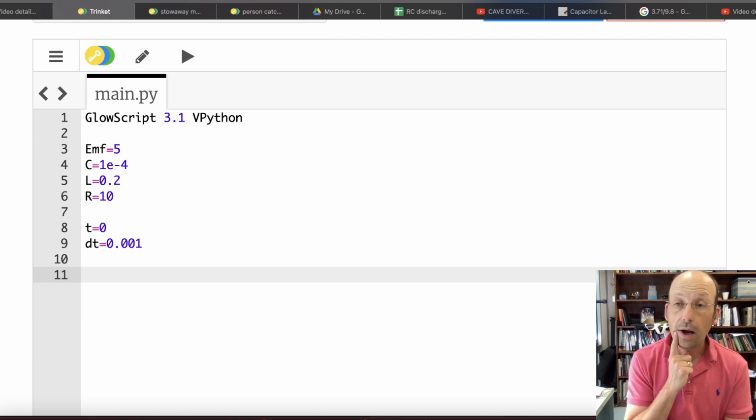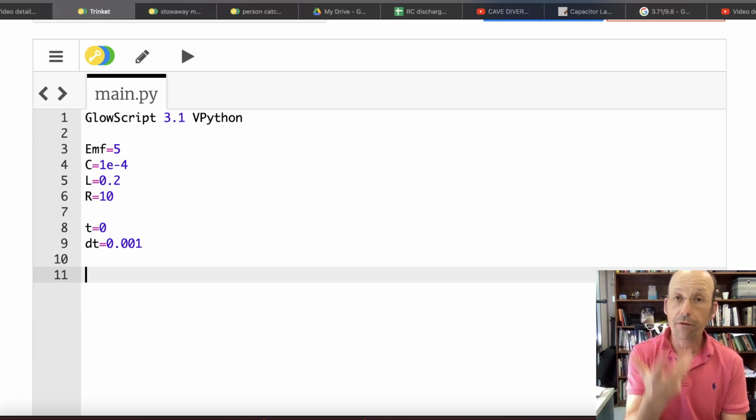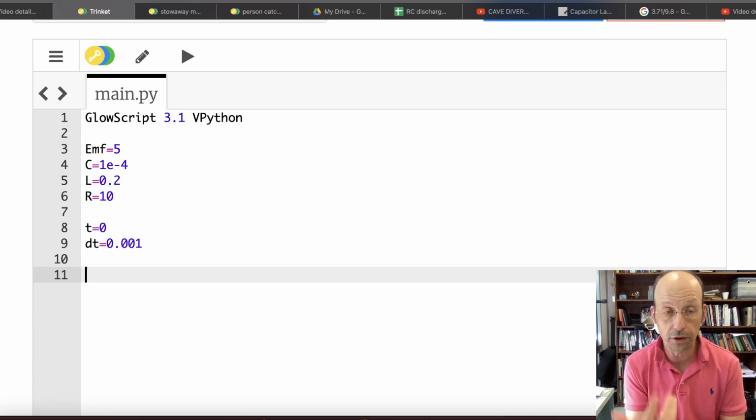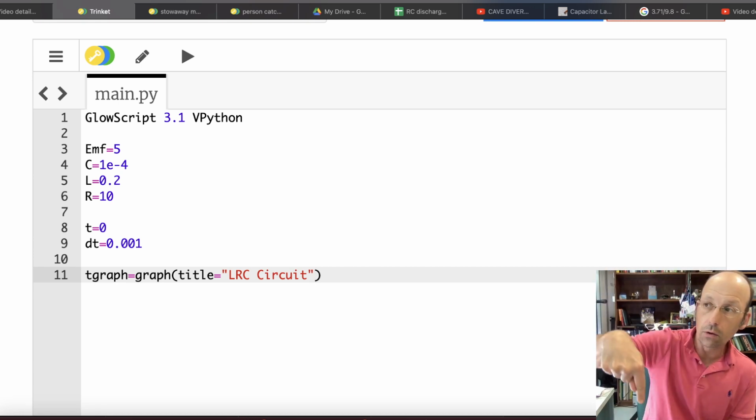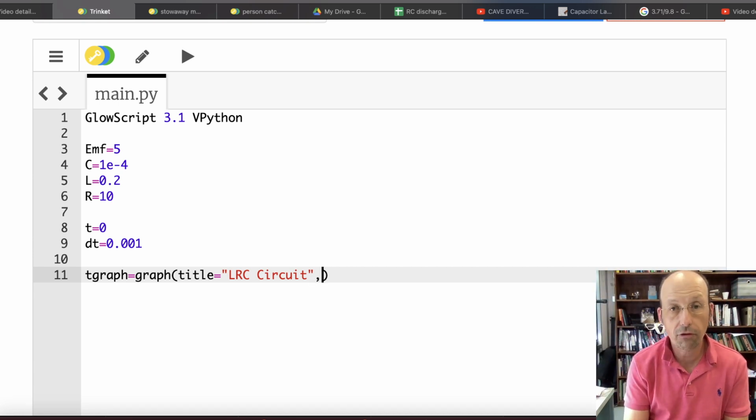Okay, so another thing is I want to make a graph of the voltage on the capacitor as a function of time. So I'm going to need to make a graph. So let's do that. T graph equals graph. Let's say this LRC circuit is the title. Let's give it a title. Title equals. We need an x-axis. I will include down below a link for my graphing tutorial in Python. So x title equals time in seconds. And then y title, I'll just put it as voltage. Let's call it V in volts.